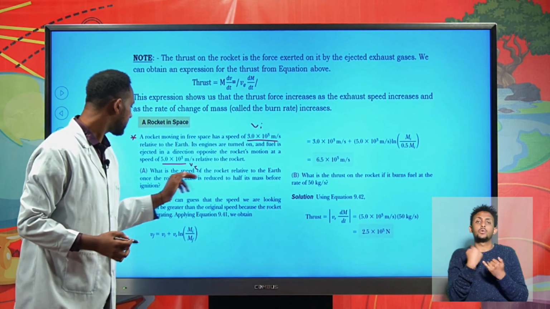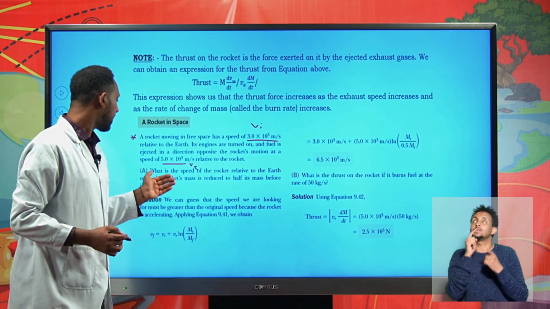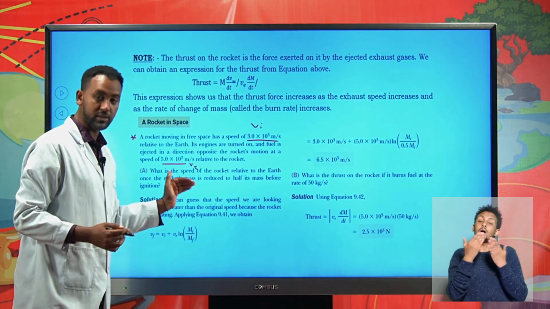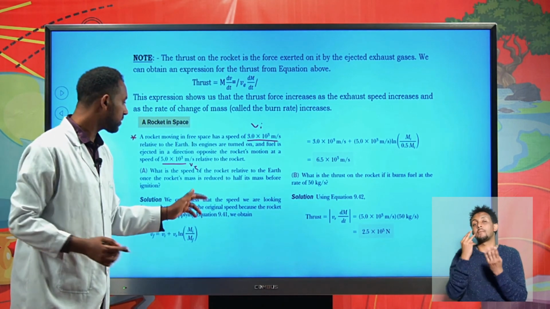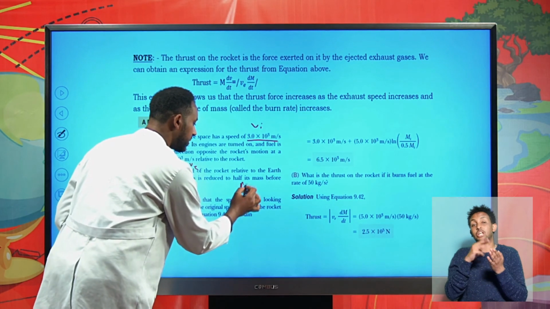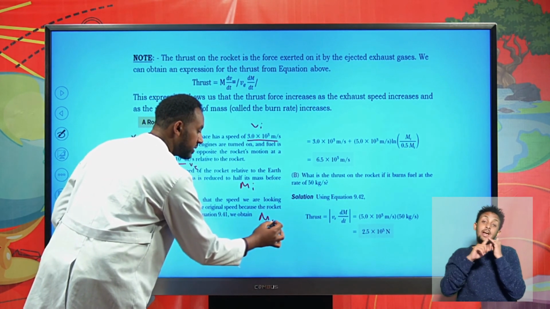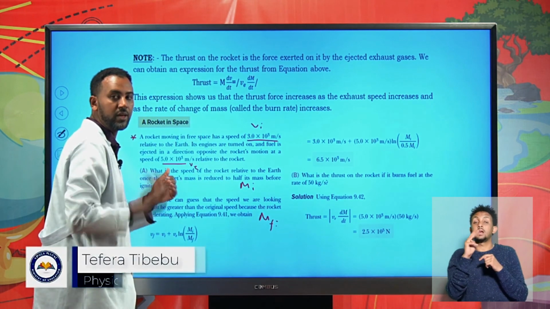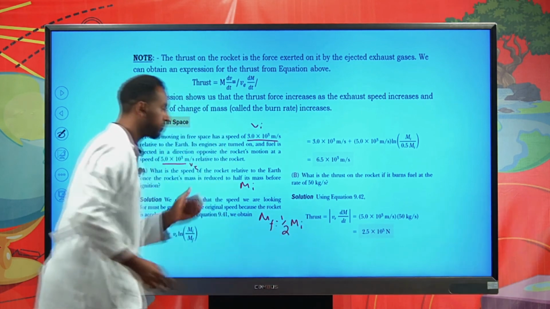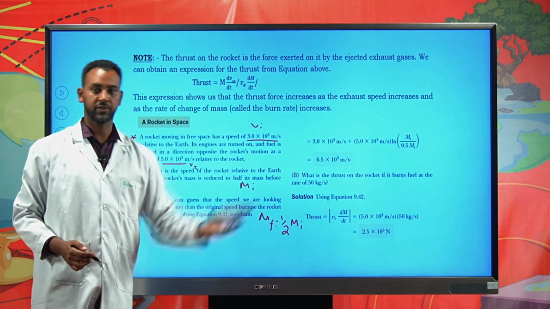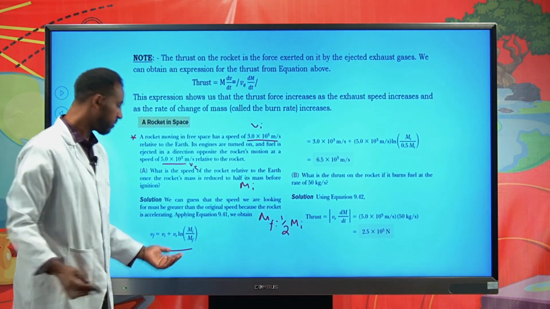Now the question says, what is the speed of the rocket relative to the Earth once the rocket's mass is reduced to half of the initial mass? So the initial mass of the rocket, let it be m initial, but the final mass of the rocket becomes half of the initial mass. It is 1/2 of the initial mass. Now, how do we determine its final velocity? Well, to determine its final velocity, we have already provided this equation.